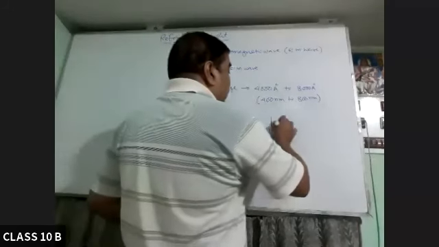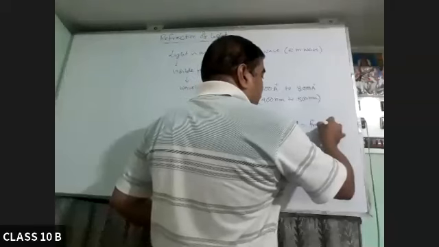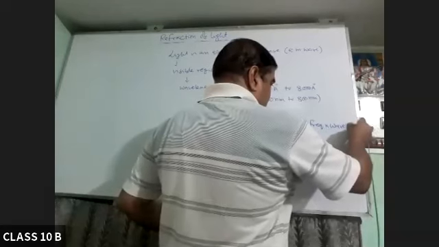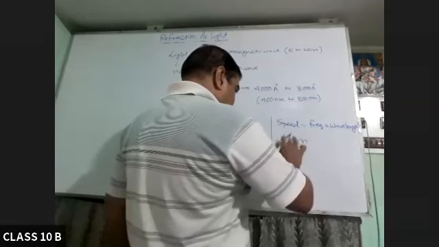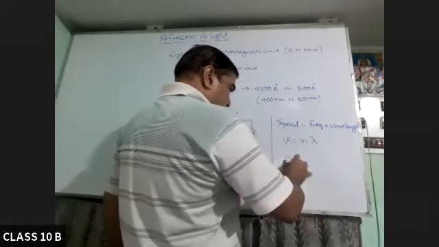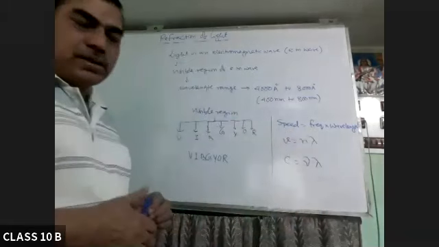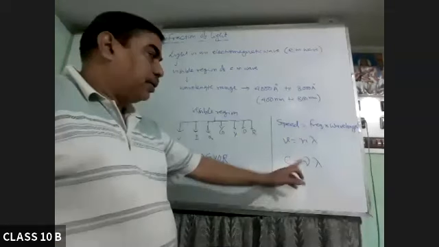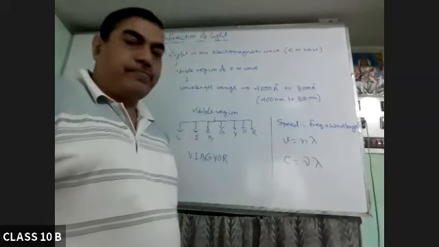So the relation is, speed is frequency into wavelength. So C, or V, whatever symbol you have used, V is n lambda, or sometimes we say C is nu lambda. Whatever relation you have learned, C is the speed of wave, nu is frequency, and lambda is wavelength.